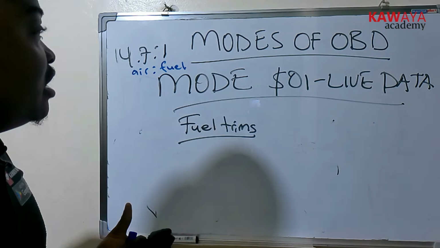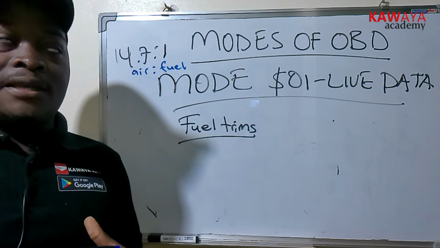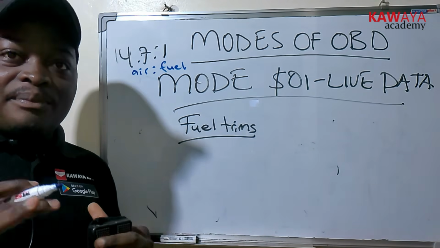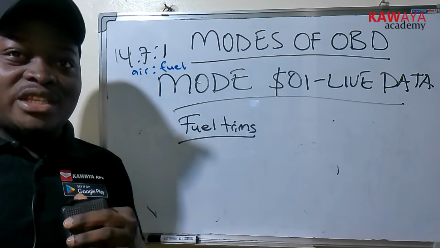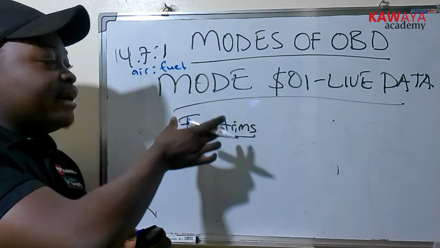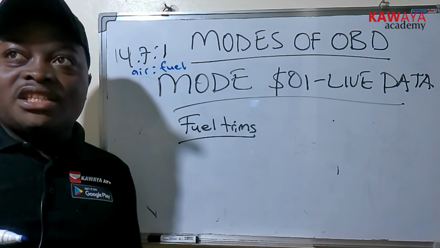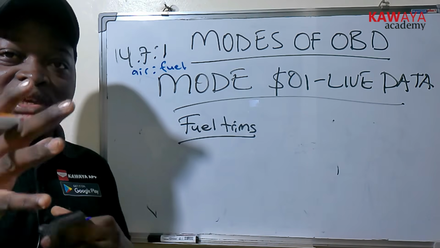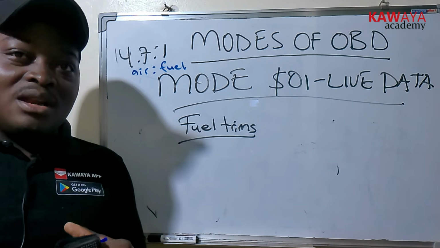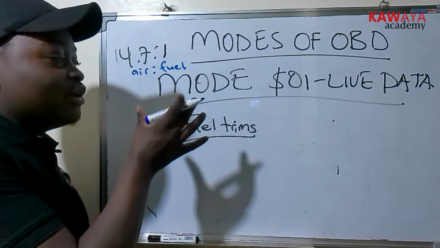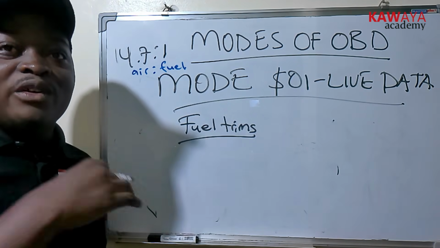So the ECU always tries to maintain or achieve this ratio by trimming fuel. And trimming fuel is basically deciding how much fuel is being delivered to the engine depending on how much air is there. So that's what we call the trim, or the fuel trim.